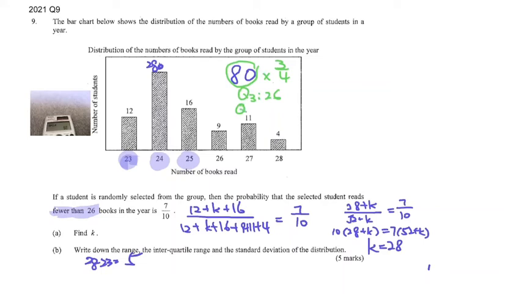And how about Q1? For Q1, just replace the 3 with 1, which will be 20. Of course, use the calculator to confirm. Yes, 20. So the 20th or 21st person is at 24 books. So Q1 is 24, and your IQR is Q3 minus Q1, which is 2. So your IQR is 2 books. And how about standard deviation? That you have to use the calculator for sure.